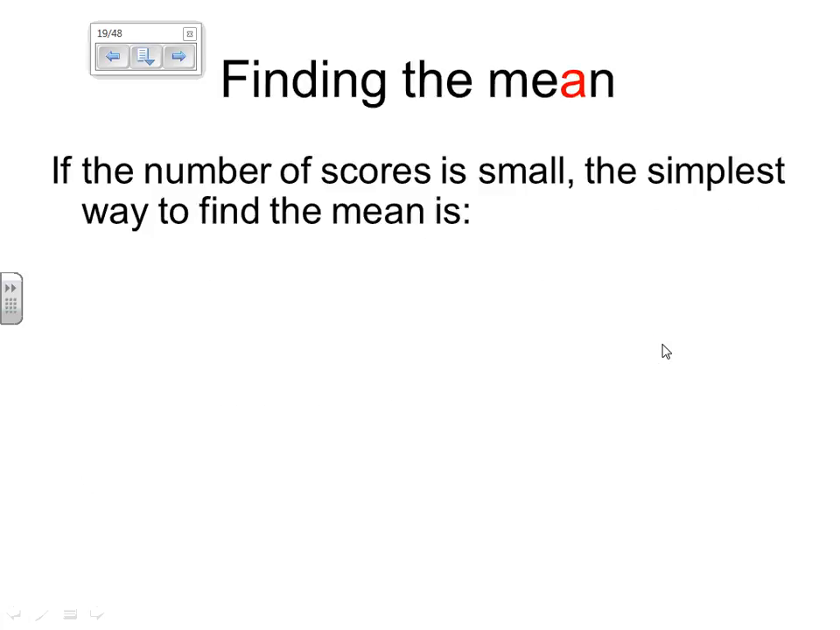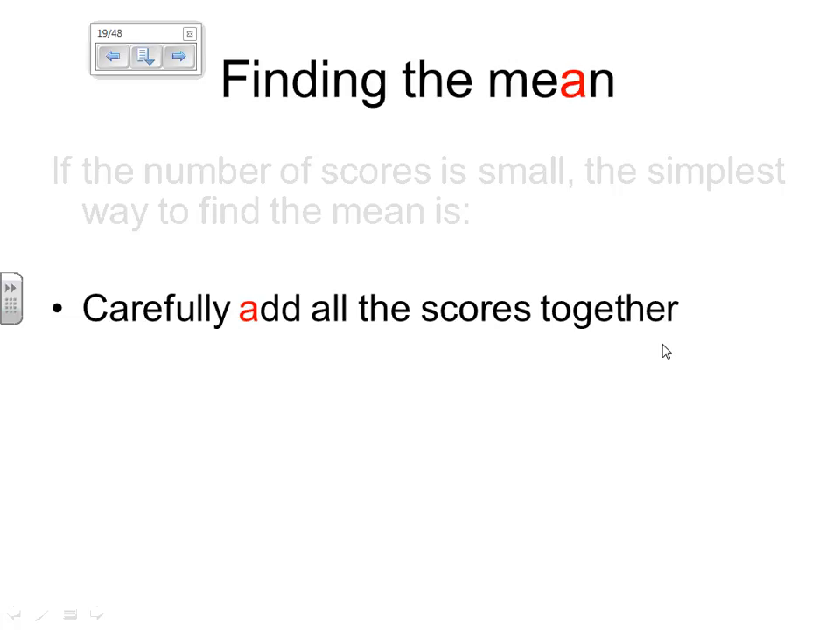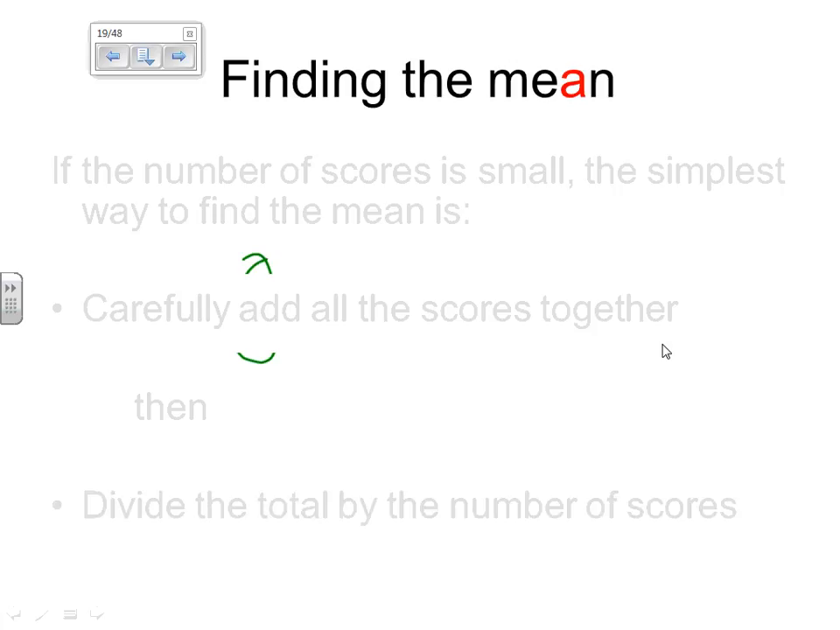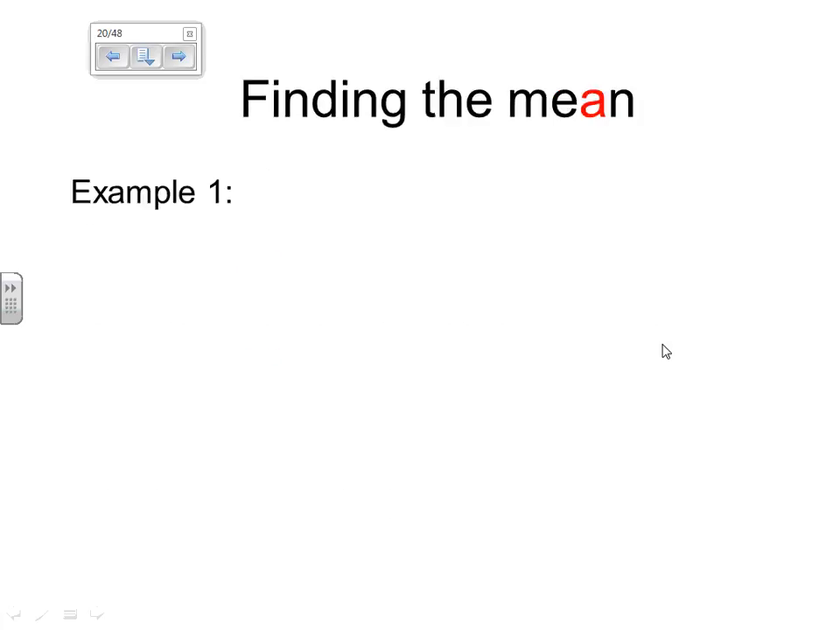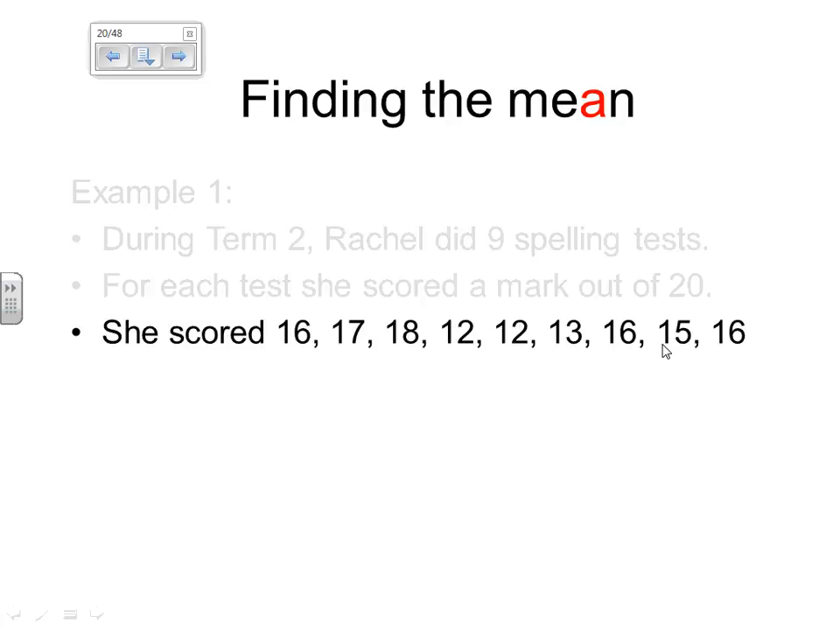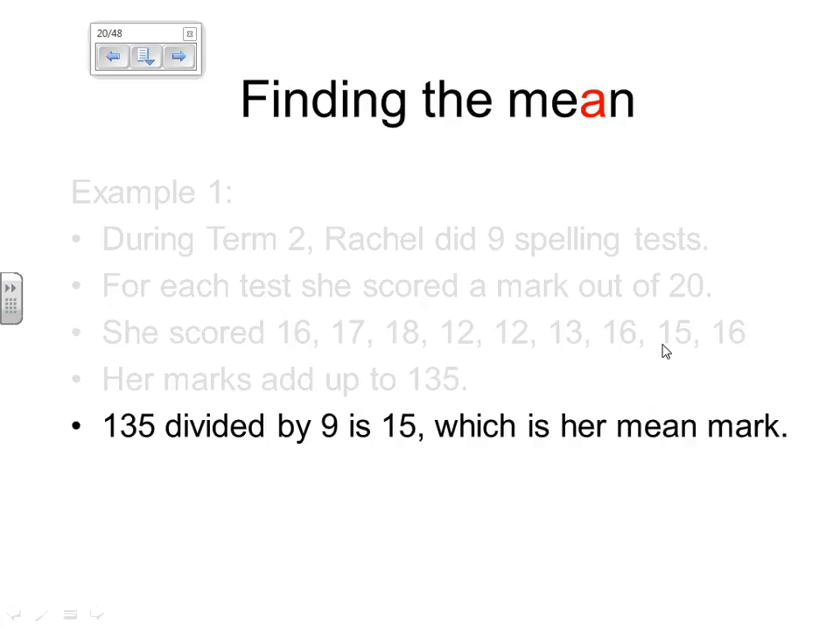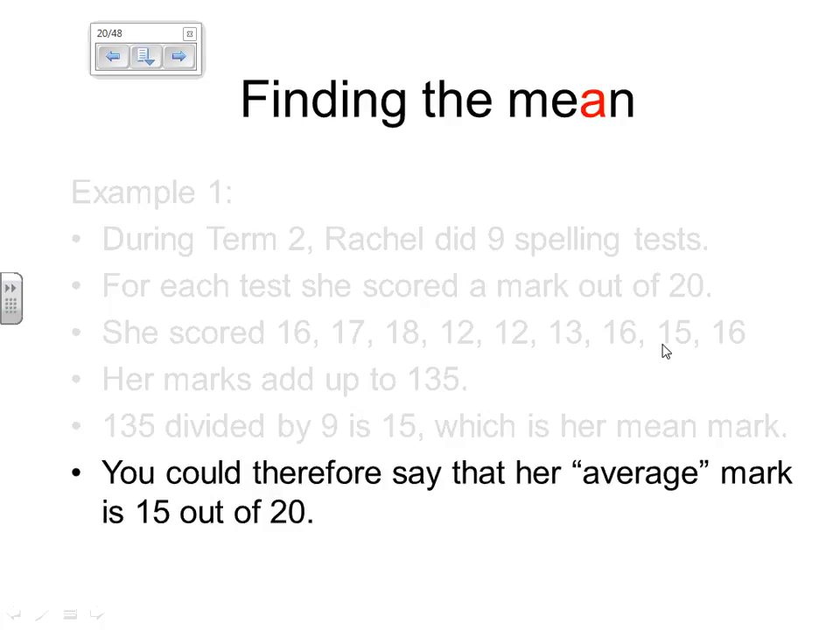Finding the mean. A. Add them all together. Divide by the total number of scores. So here's Rachel. These are her scores out of 20. Add them all together, we get 135. Divide by 9, and we get 15 being her average mark. You could therefore say that her average mark, or her mean mark, is 15 out of 20.